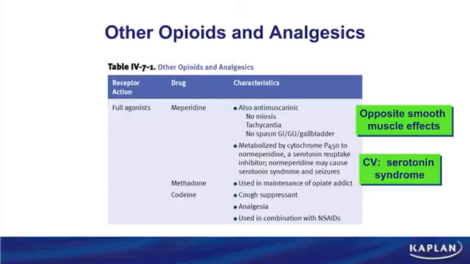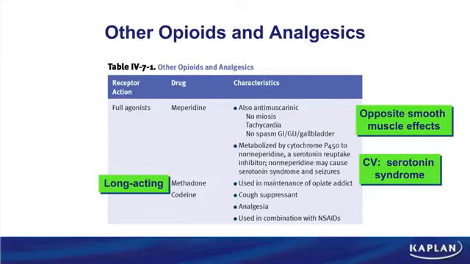Next, we have the drug methadone. The long-acting opioid methadone has been used in the maintenance of opiate addicts. We take advantage of the long half-life of this drug, and we use it as a way to slowly taper the addict off of the opioid. It's a way to control them over time.